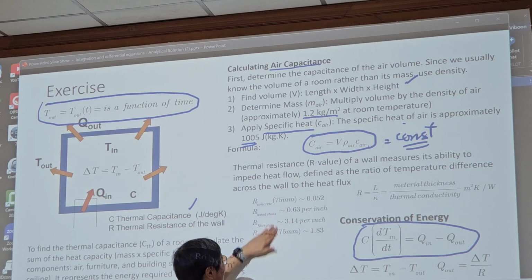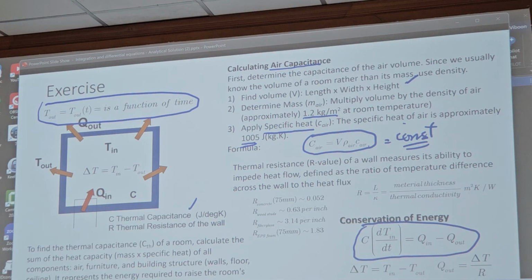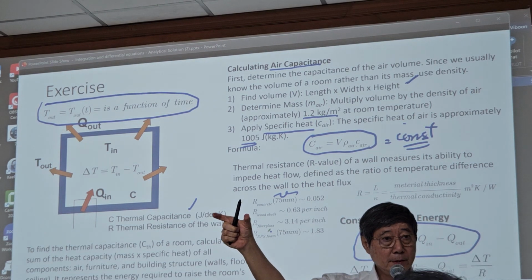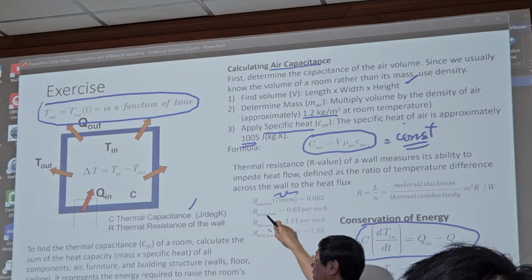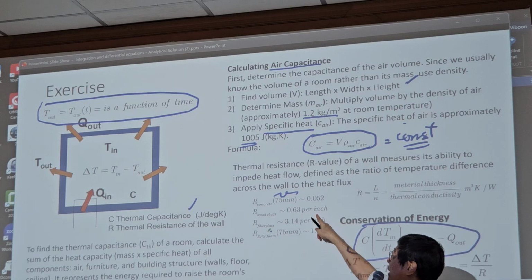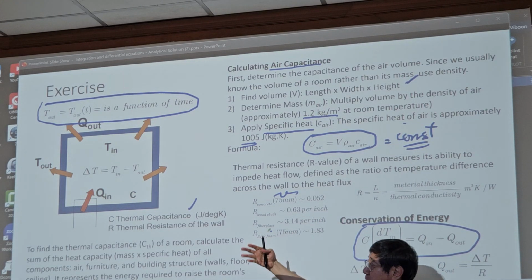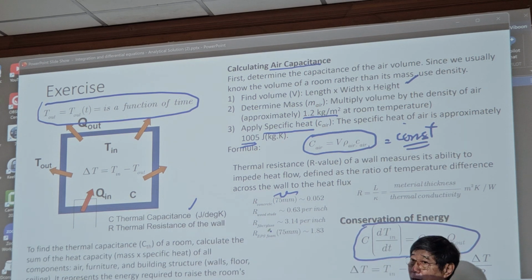So actually, I give you some value. This one. R for cement, concrete. Its R is about 0.052 for 75 millimeter. Okay? Or if you have wood, this one per inch. Or you have fiberglass, this one. If you have EPS foam, this one.